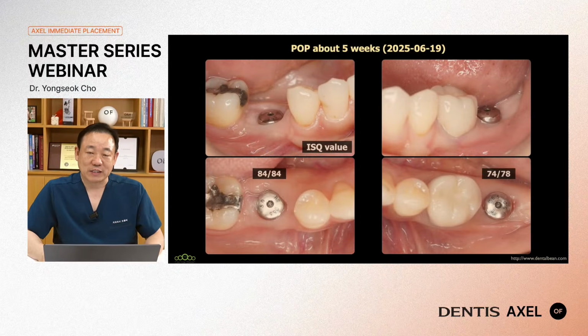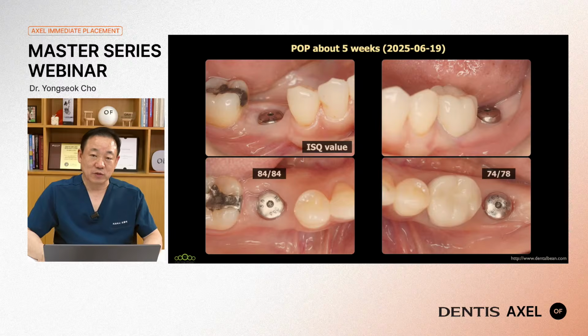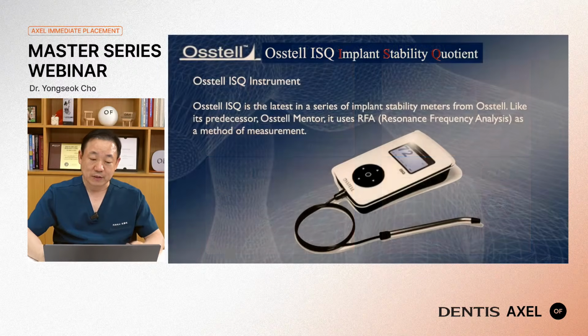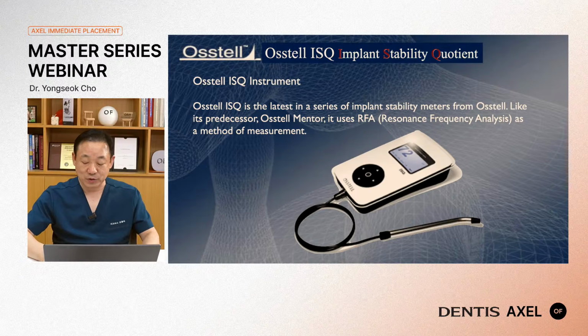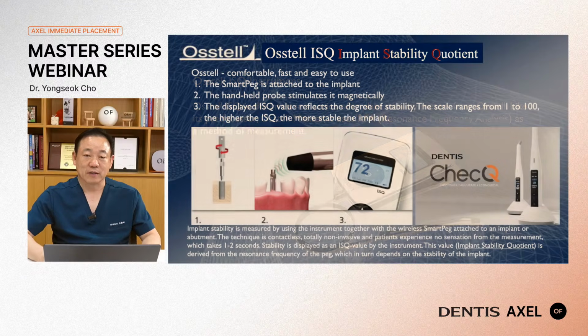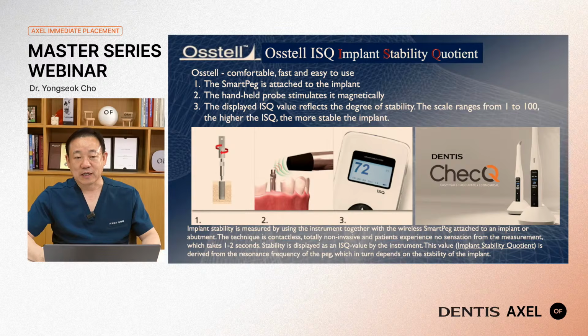Here, 5 weeks after the surgery, soft tissue healing condition was very nice, and the ISQ value was not bad. When you start loading, here is a device to check ISQ value from Osstell, and the company says when the ISQ value exceeds 72, we can start loading. For safety, generally, I start loading when ISQ value exceeds 75.